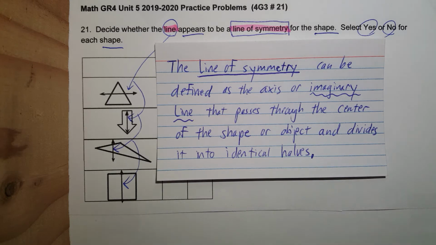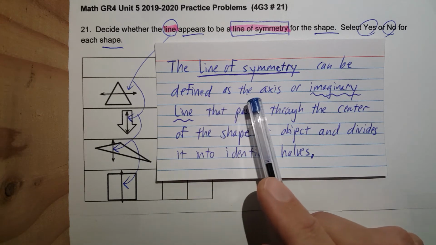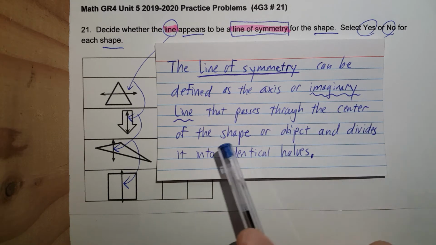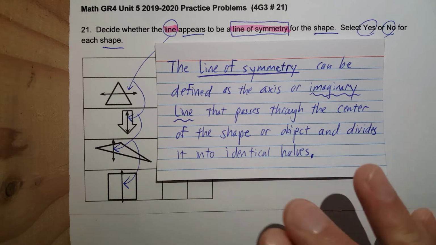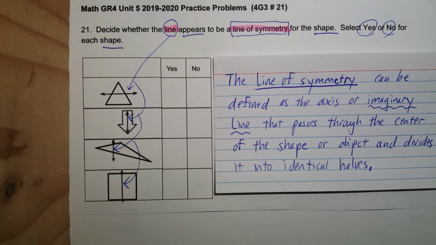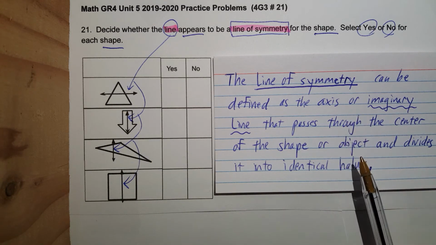Okay, I'll read that one more time so you can copy it. The line of symmetry can be defined as the axis or imaginary line that passes through the center of the shape or object and divides it into identical halves. So I'm just going to leave that right there. And as we go through each object, if it doesn't fit this, it's a no. Simple as that. But before I move on, let's apply that.